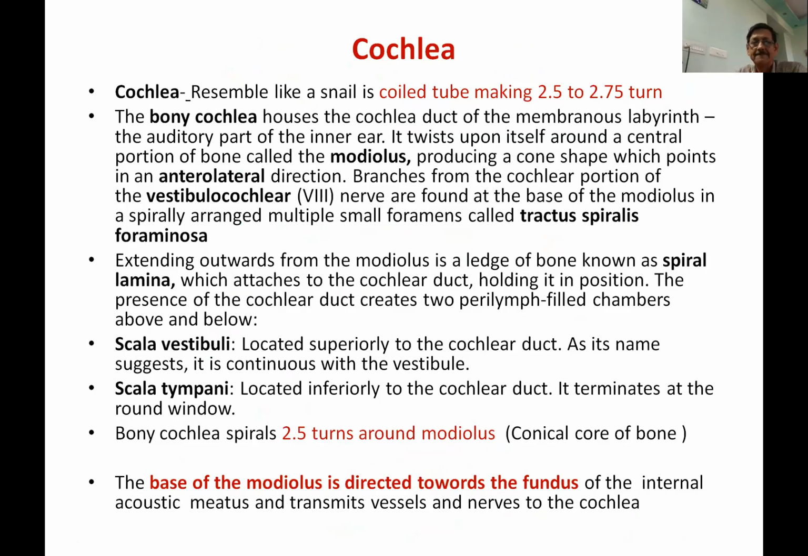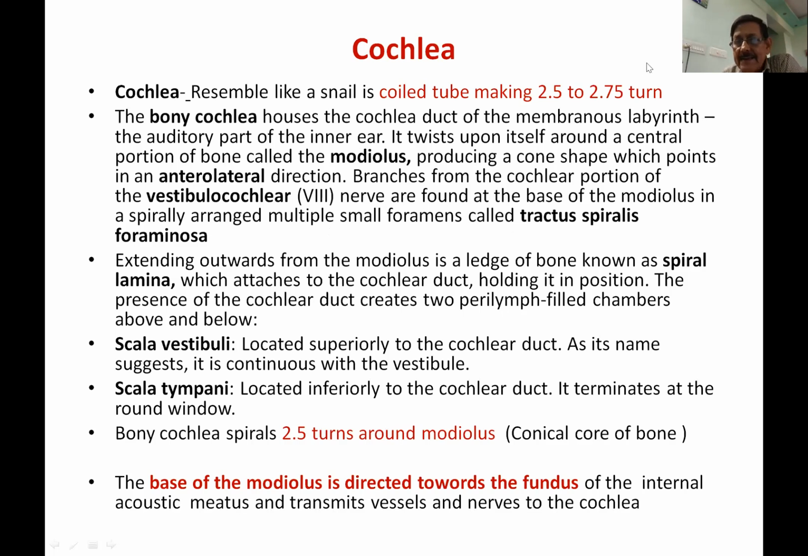Now about the cochlea. The cochlea resembles a snail. It is a bony tube coiled making 2.5 or 2 3/4 turns around a solid core of bone called the modiolus. The cochlea houses the membranous cochlear labyrinth or cochlear duct, which is the auditory part of the inner ear. It twists on itself around the modiolus, producing a cone shape pointed anterolaterally. The branches from the cochlear portion of the vestibulocochlear nerve are found at the base of the modiolus in a spirally arranged manner with multiple foramina called the tractus spiralis foraminosus.